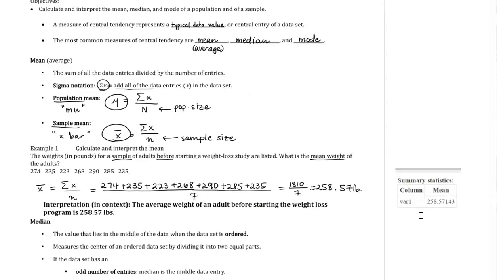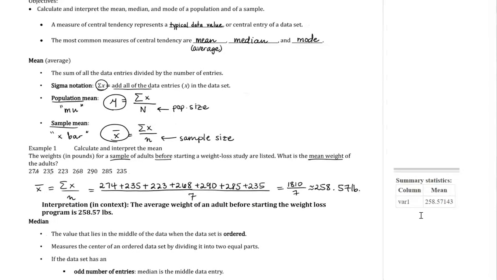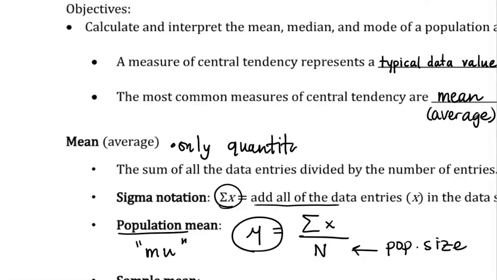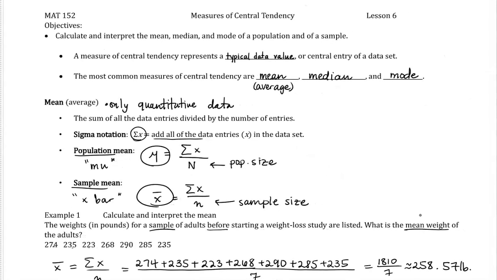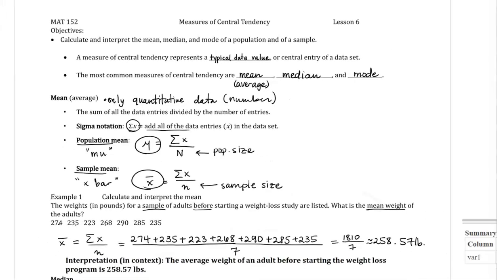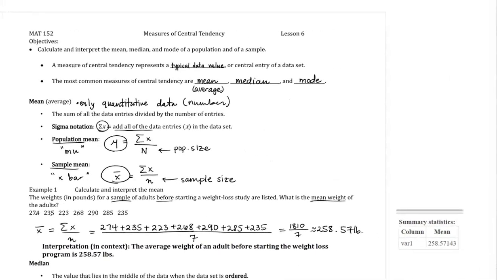The last thing I will mention about the mean is that it can only be calculated for quantitative data. So what I mean by that is that we can only calculate the average of numbers. We have to have number data. We can't have qualitative data like a list of names. We can't calculate an average name there. So the mean is reserved specifically only for quantitative data.